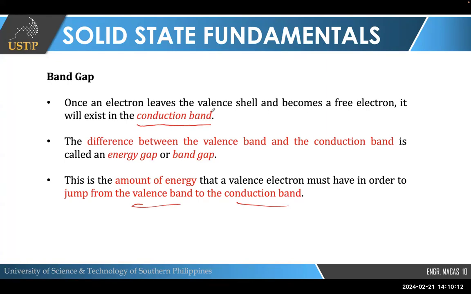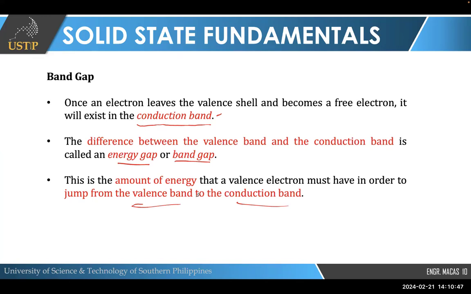Okay? So, your valence electron, once it gains enough energy, becomes a free electron and will now exist in what we call the conduction band. It can now conduct. The difference between your valence band and the conduction band is called the energy gap or the band gap. This is the amount of energy the valence electron must have in order to jump from the valence to the conduction band. This is similar to the concept of ionization energy.